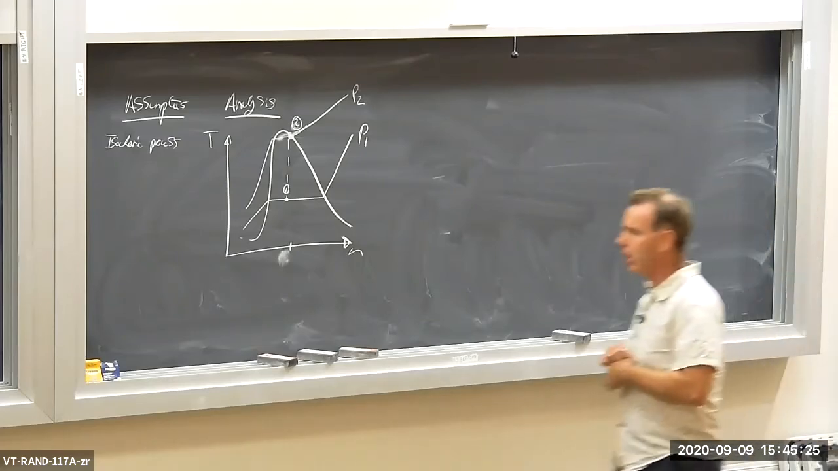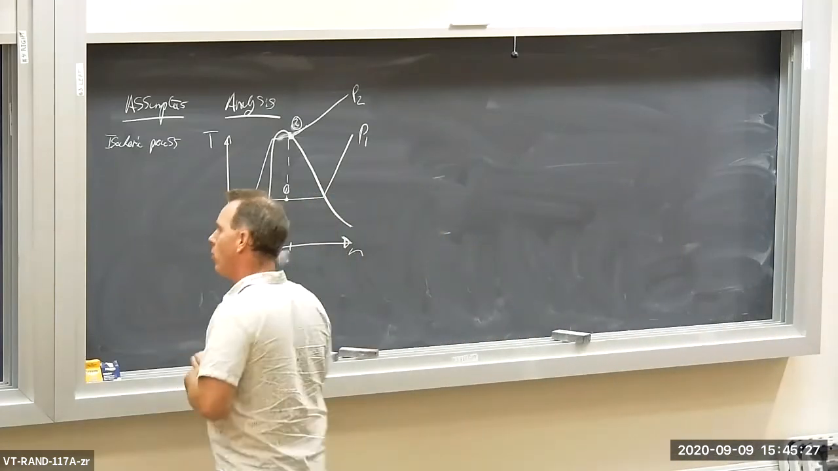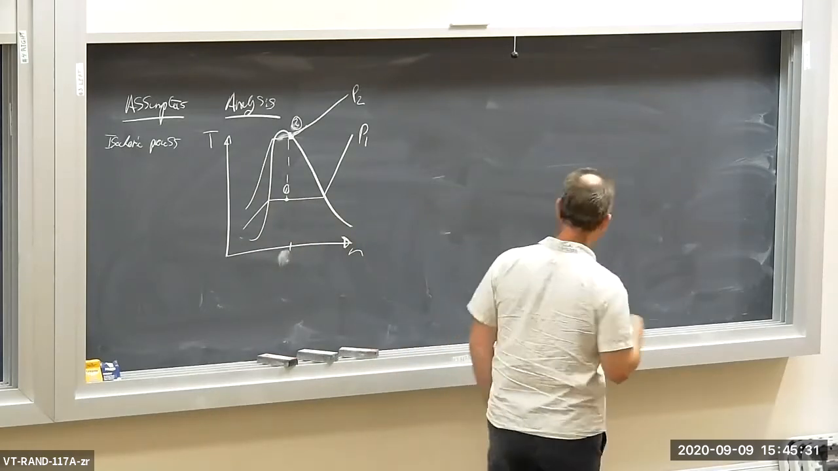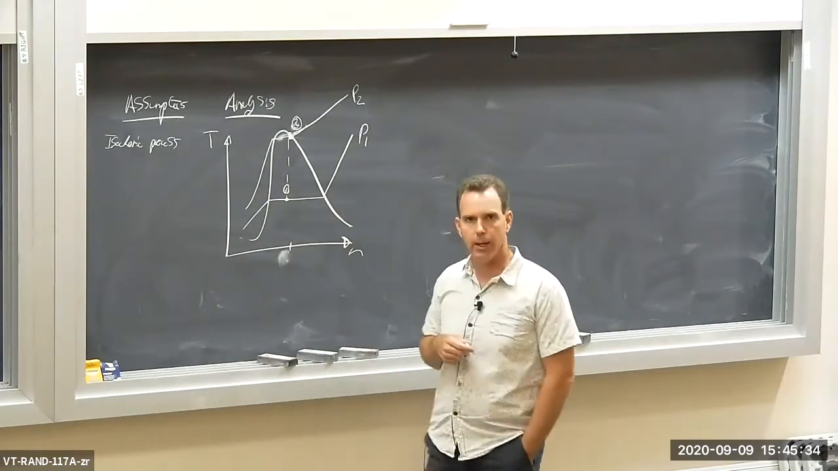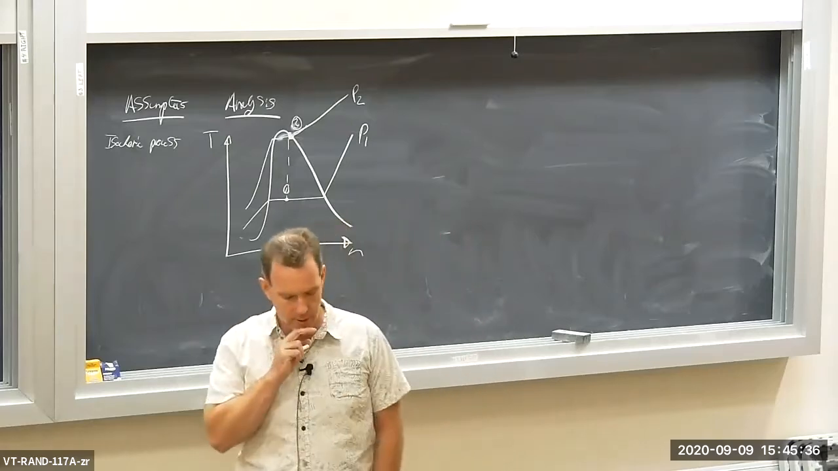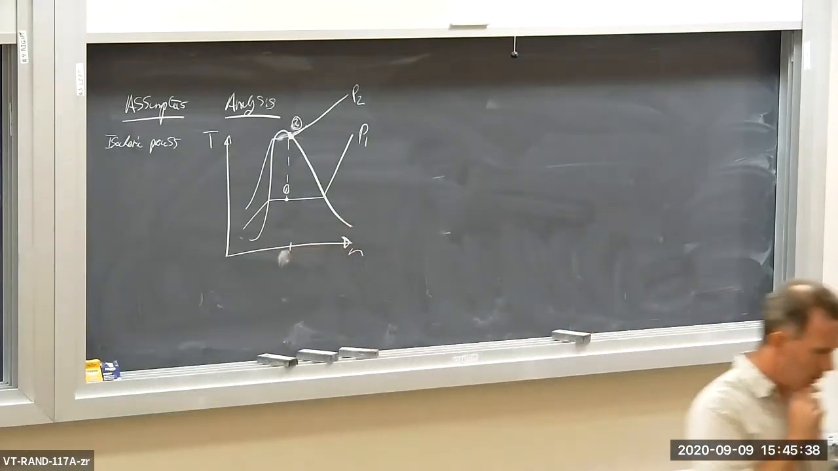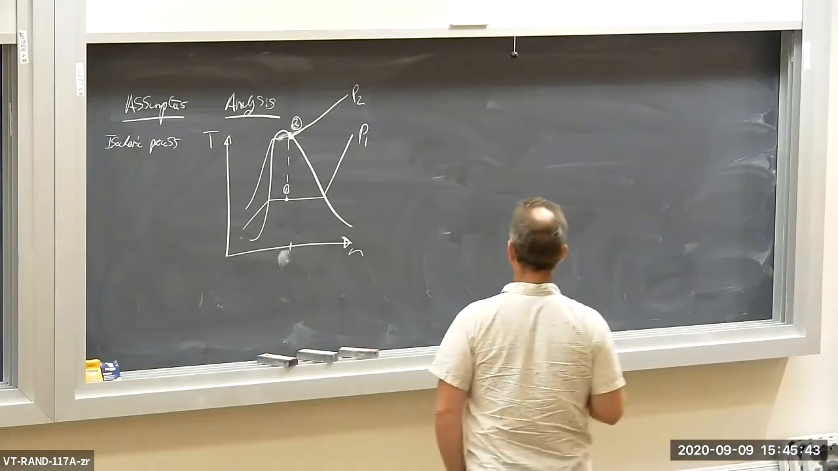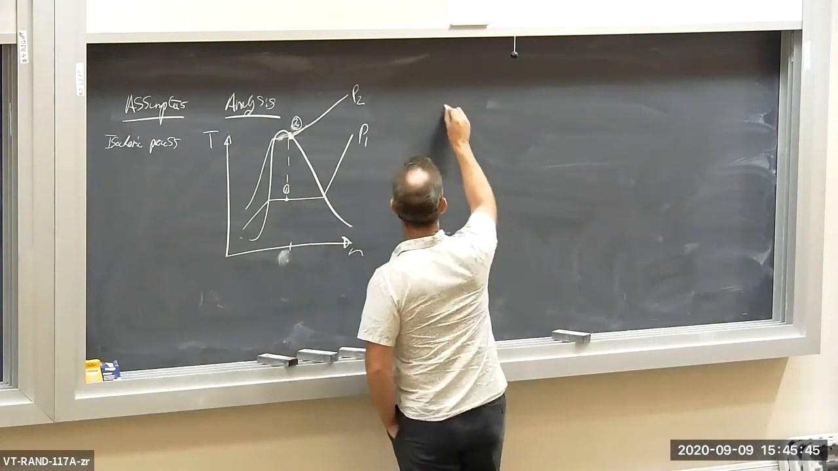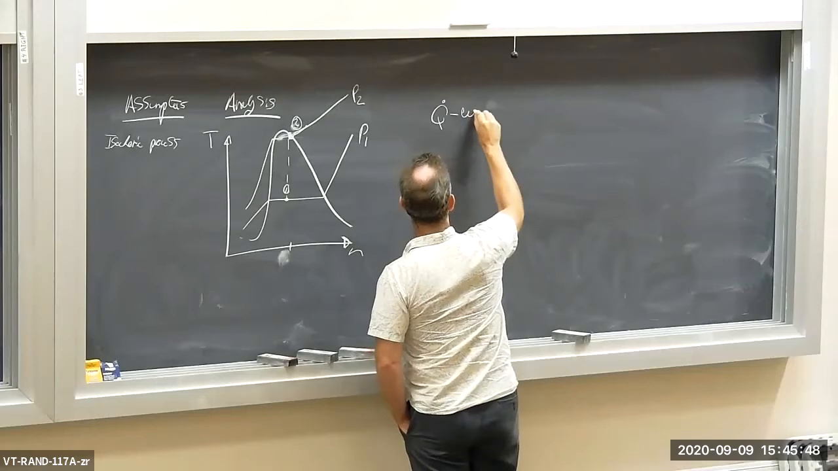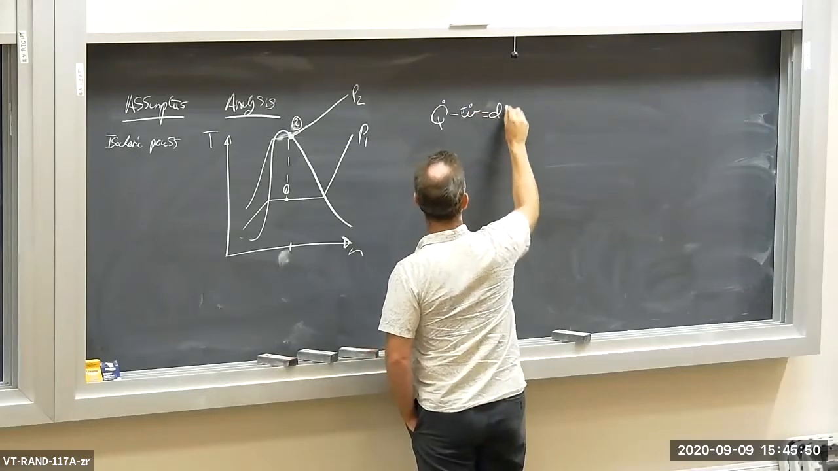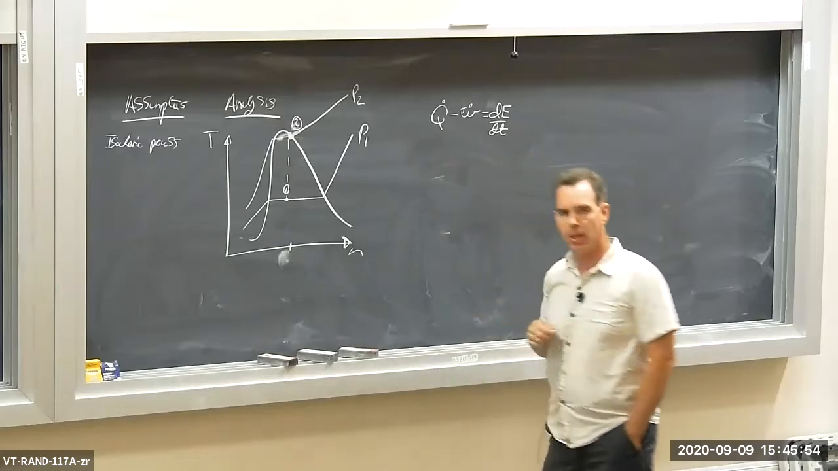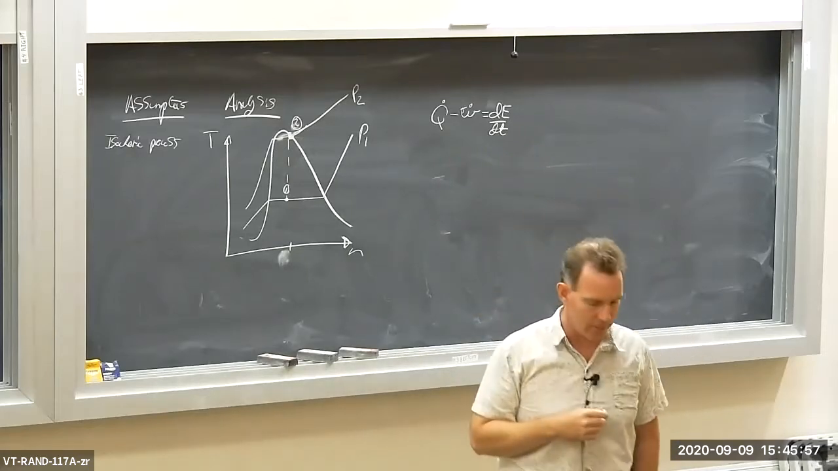To calculate the time required to boil the liquid away, let's write the energy balance. Let's see what we get. But what version should we write up? We're interested in time. So maybe we should write the rate-based. Let's write the rate-based energy balance. Q dot minus W dot is equal to the time rate of change of total energy. Okay? That's the E balance for a closed system.